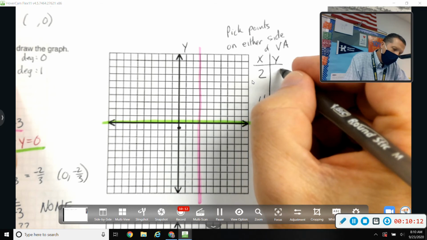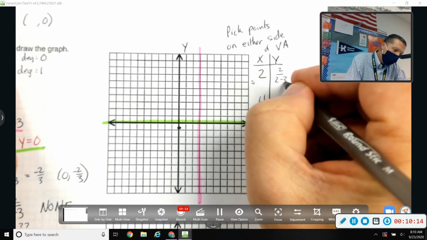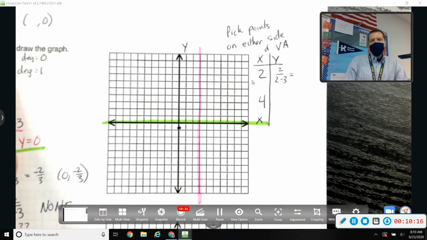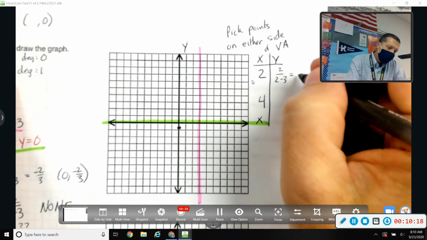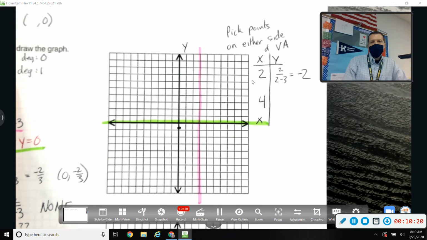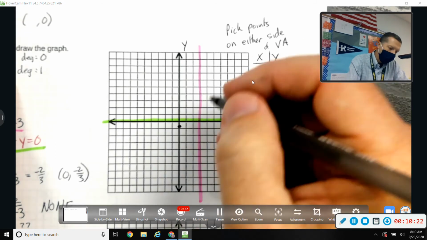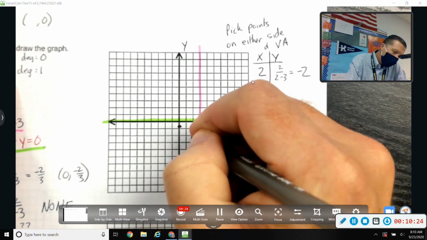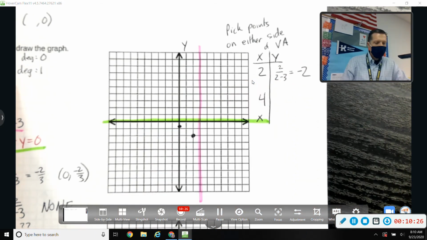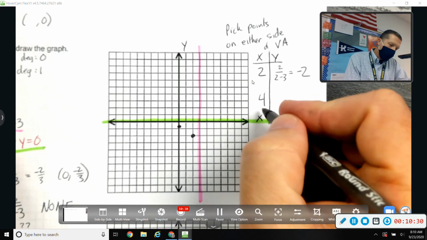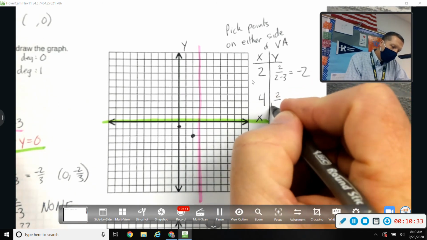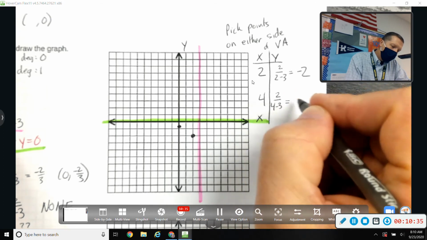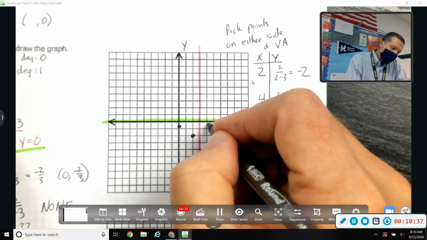So I just plug it in, 2 over 2 minus 3. 2 minus 3 is negative 1. So 2, negative 2 is a point. If we plug in 4, that's even better. 2 over 1 is 2. So 4, 2.